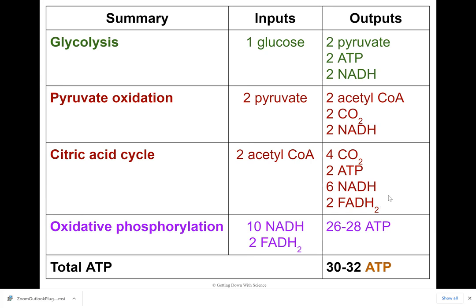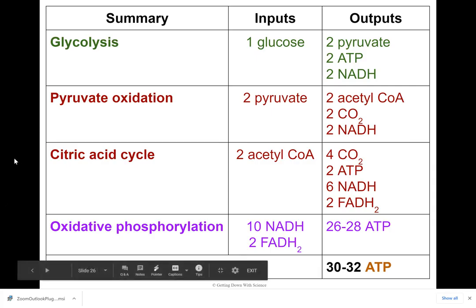Now, let's stop for a real quick moment and think. That carbon dioxide, we know carbon dioxide is considered toxic in large amounts in the body. What do we do with the carbon dioxide? Hopefully you picked up that that's what we exhale. So the carbon dioxide that we are exhaling via our lungs actually comes from cellular respiration.